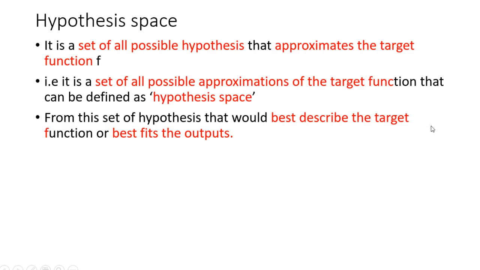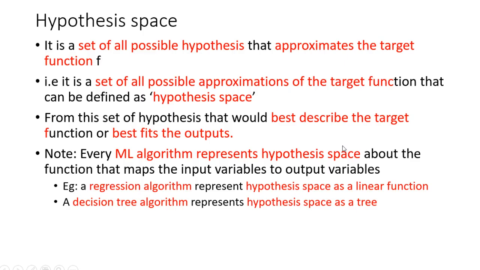So basically our goal is to describe the target function that best fits the outputs. That is the goal of hypothesis space. We will learn a lot of machine learning algorithms in the next few sessions: decision tree, SVM, regression algorithms, whatever algorithm of machine learning it is, all of them represent the hypothesis space. All machine learning algorithms represent the hypothesis space, and the goal will be a target function that maps the input variables to the output variables.